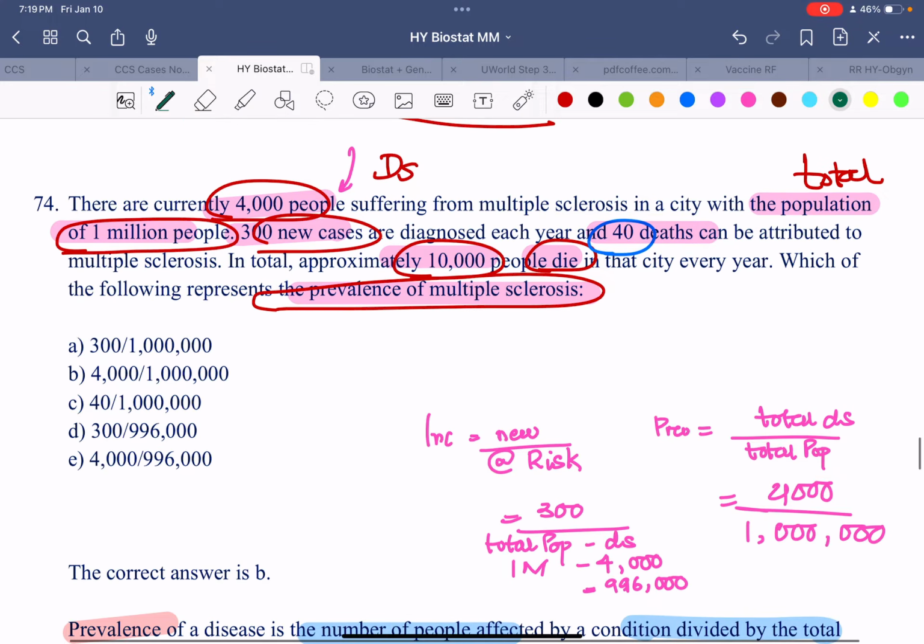Question 74. There are currently 4,000 people suffering from MS in a city with a population of 1 million. 300 new cases are diagnosed each year and 40 deaths can be attributed to MS.